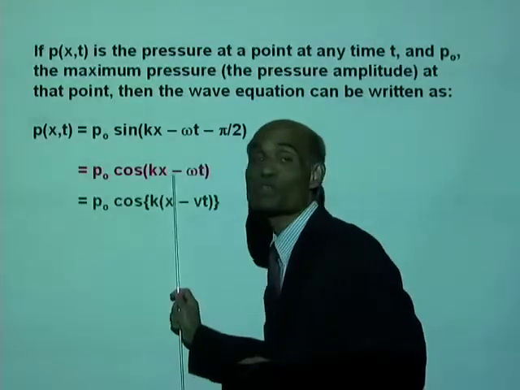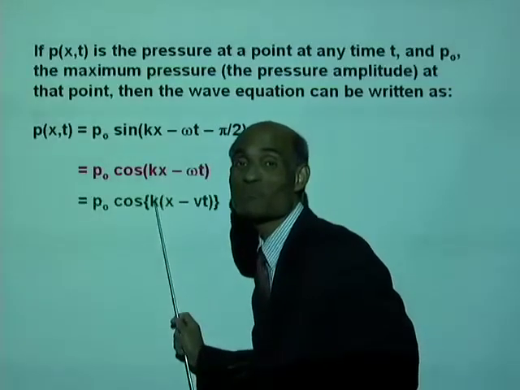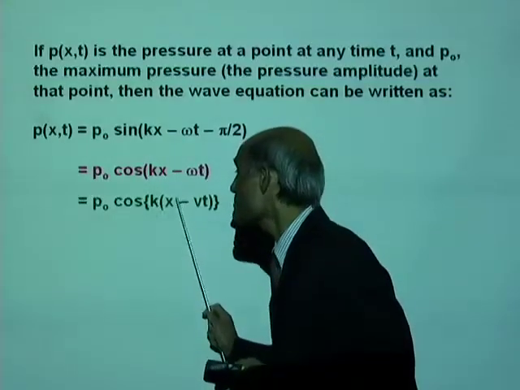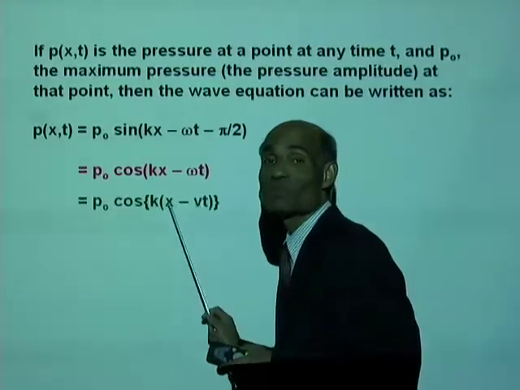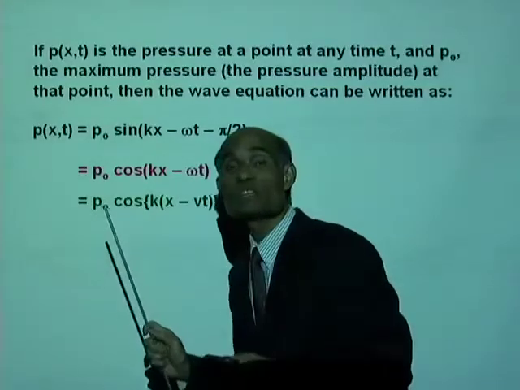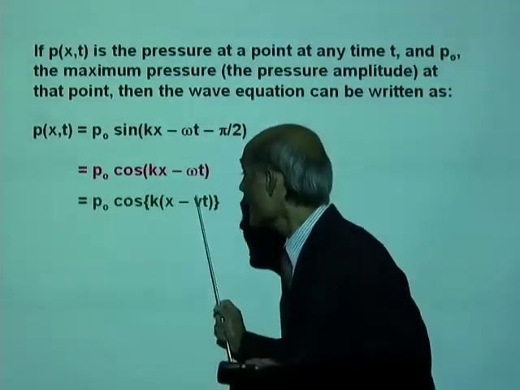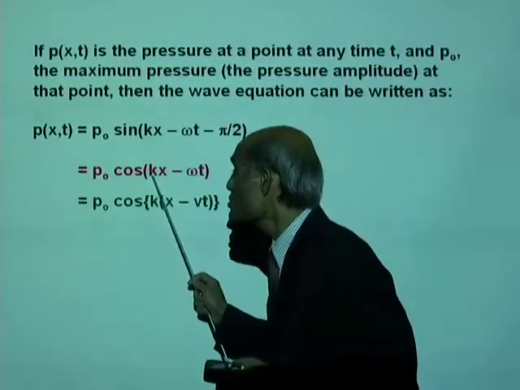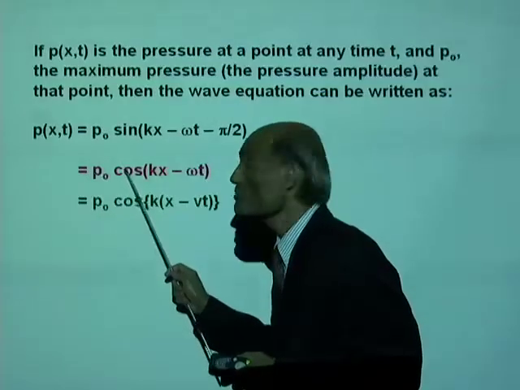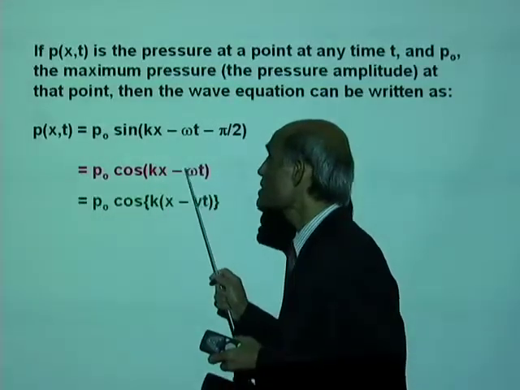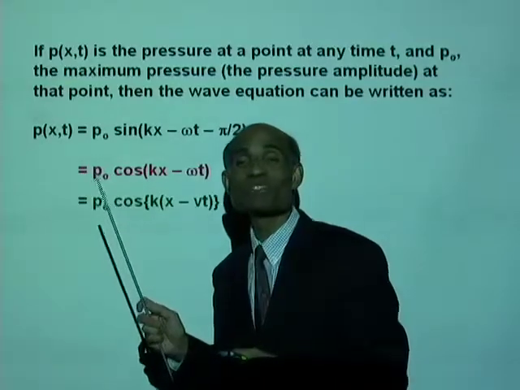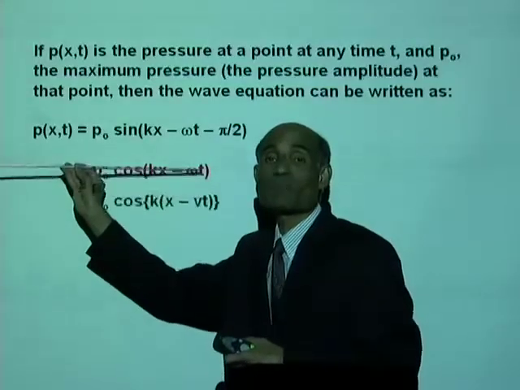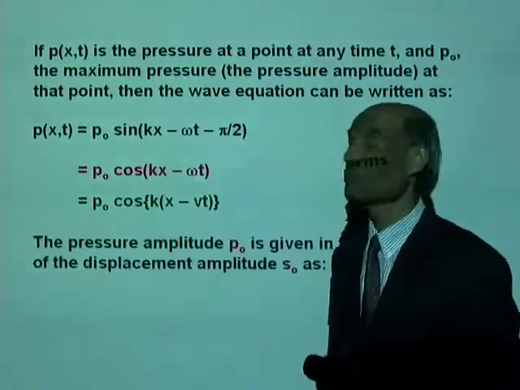And now you can see the same situation we have seen before. kx minus omega t is the same as k times (x minus vt). You understand that? Where k is the wave number and v is the speed of the wave. Now in the equation P equal to P0 cos(kx minus omega t), omega is the angular frequency that is equal to 2 pi f. And you know that these two equations are the same. We have dealt with this several times before.